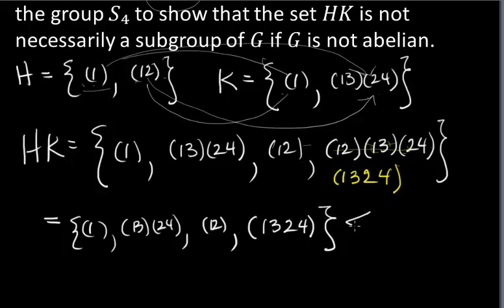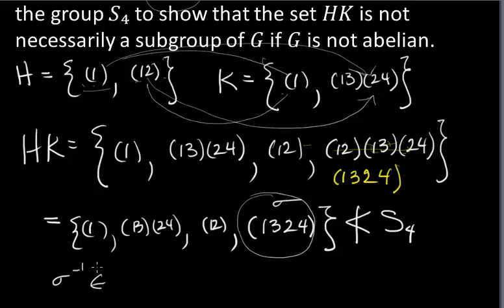All right, but this is not a subgroup of S4. And the easiest thing to see is, well, you could say the inverse of this element is not in there. That would be fine. You could call this sigma and say sigma inverse is not in HK, because its inverse is a 4 cycle and it's not there.